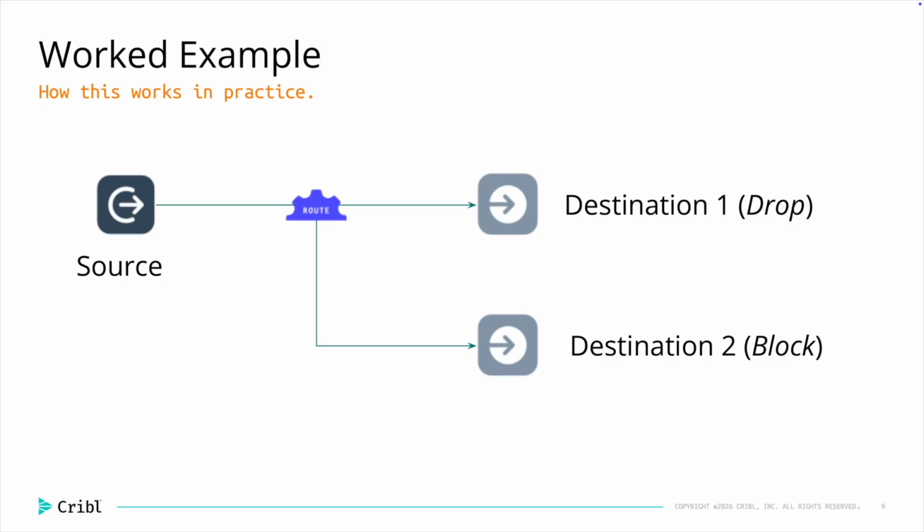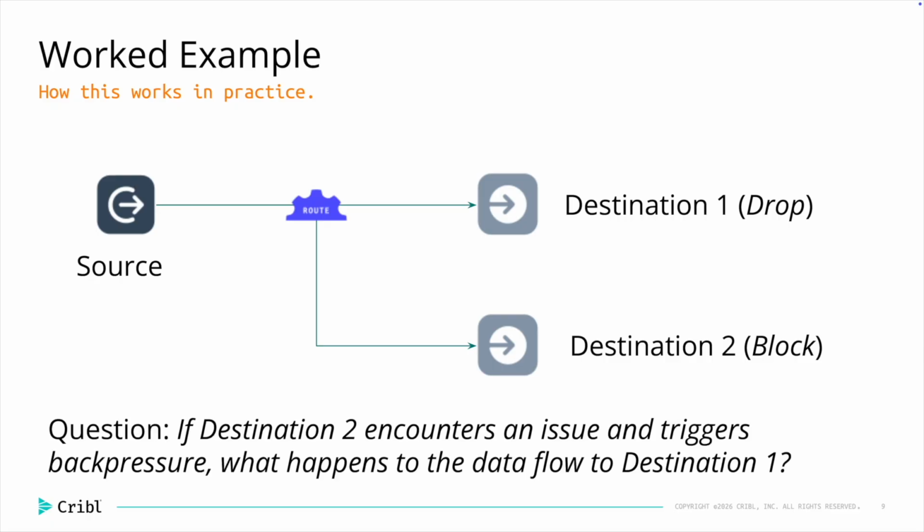As a little exercise, let's talk through this example. We have a data source on the left that's sending data through a route to two destinations. The first destination has a drop backpressure setting, and the second destination has a block backpressure setting. If destination 2 encounters an issue and triggers backpressure, in this case, the block backpressure, what happens to the data flow in destination 1? The issue with destination 2 triggers the block backpressure, which then triggers that stop sending data signal back to the sender. That message then propagates back through the routing step to the sender, in which the data source responds and stops sending data. So just a good example to talk through here and show the difference between those two backpressure behaviors.